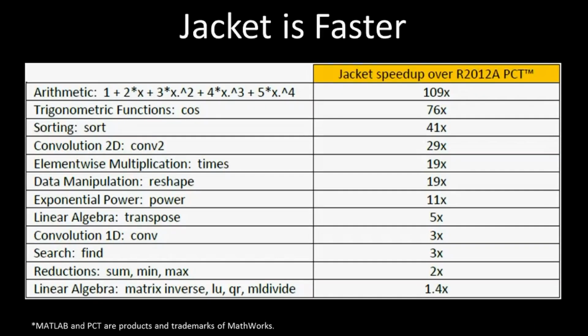To quantify some of this, some of our partners have run some benchmarks. These are all individual function benchmarks. They're not what I was talking about previously, where you have an application that glues everything together. This is just looking directly at the overheads involved with real simple functions like cosine. Cosine in Jacket is 76 times faster than the Parallel Computing Toolbox. And the same goes for sorting, convolutions, and simple element-wise multiplication. These are just tremendous differences between the two.